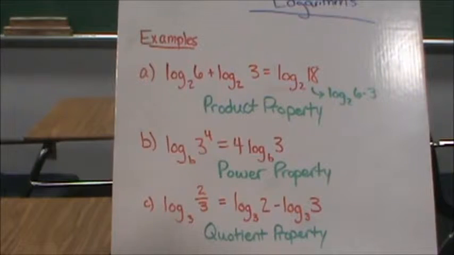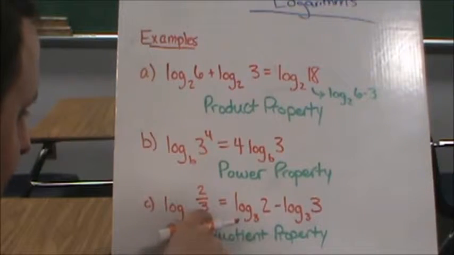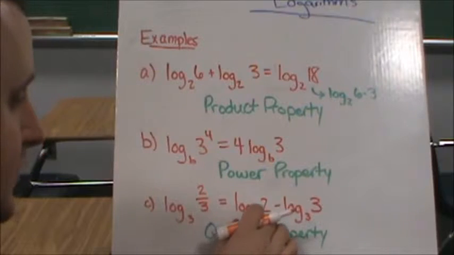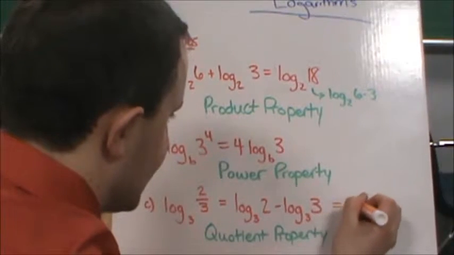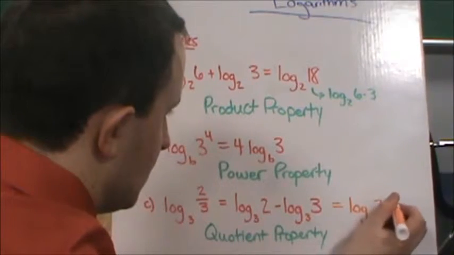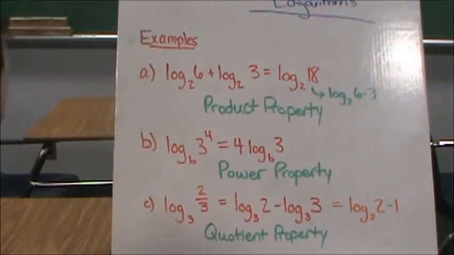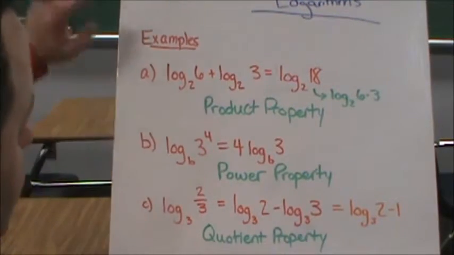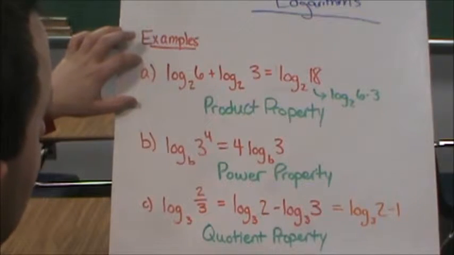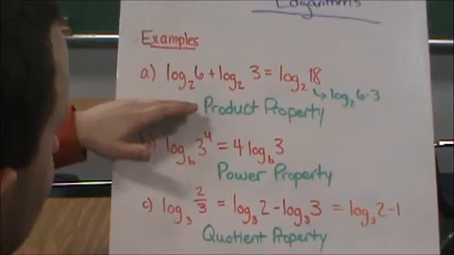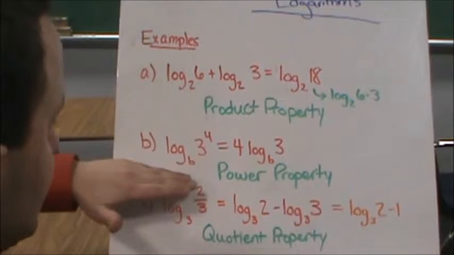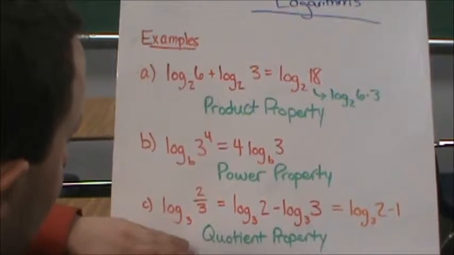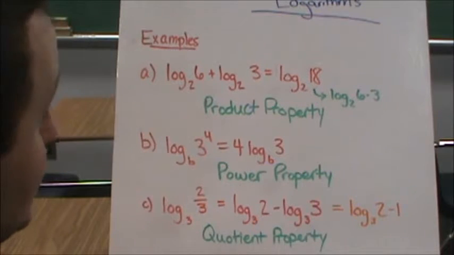Now, something with this last example here, if you were to expand it, you get log base 3 of 2 minus log base 3 of 3. This log base 3 of 3 is just 1, so you could technically write it as log base 3 of 2 minus 1. But for our purposes right now, as long as you can identify the properties of logarithms being used, in this case, for example A, it's the product property, example B, it's the power property, and for example C, it's the quotient property. That will be quite sufficient.